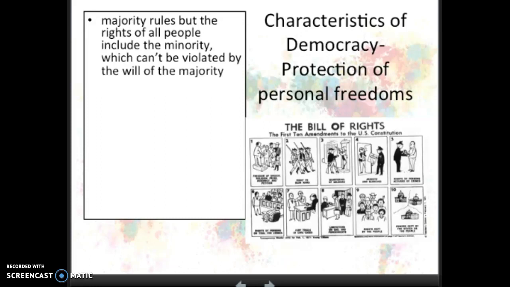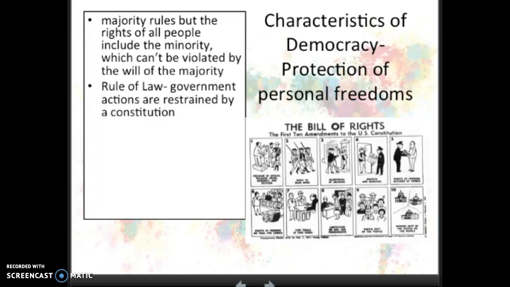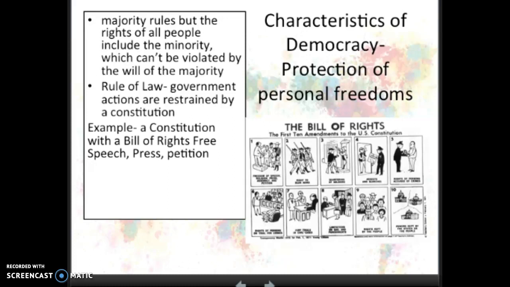The way that you can manage that is through the rule of law, where government's actions are restrained by a constitution, or, like in the case of the UK, if they don't have a written constitution, people's rights are protected by the concept of common law. Okay, so an example of rule of law would be how the Constitution has the Bill of Rights, and the Bill of Rights protects freedom of speech, press, and petition.